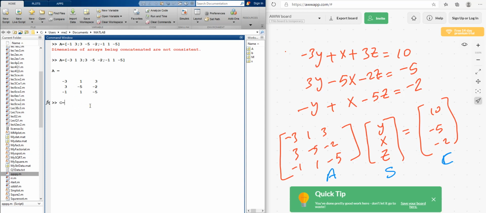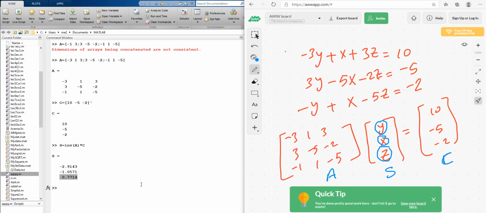We have to define the value of C. C equal to 10 followed by minus 5 followed by minus 2. I forgot to make it a column by writing semicolons here. So we can write transpose like this to make it a column vector. So I have the value of A, I have the value of C, then the solution S equals inverse of A times C. That's it. Now see, minus 2.9, it is the value of what? Take care, the value of Y. The second one, minus 1, the value of X. And the third one is the value of Z. This is how we can solve a system of linear equations.